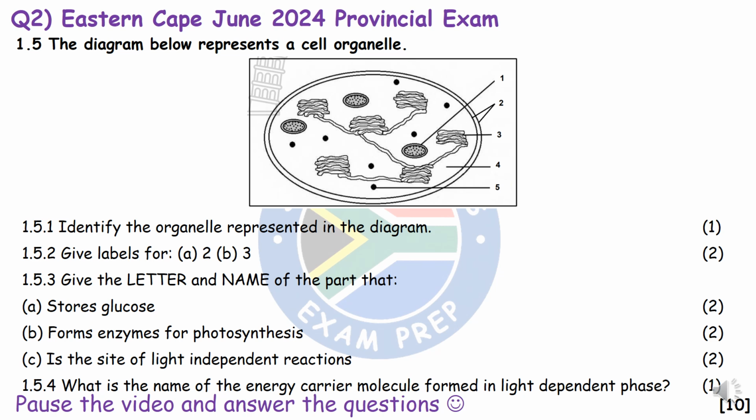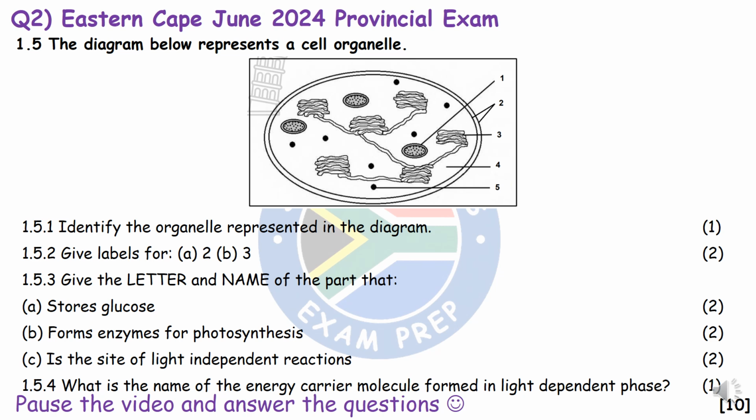So, label number 1 is pointing to a starch granule. So, once starch is produced by the chloroplast, it is then stored inside these granules. Label 2 is pointing at two membranes. That is the inner and outer membrane. So, it is a double membrane.